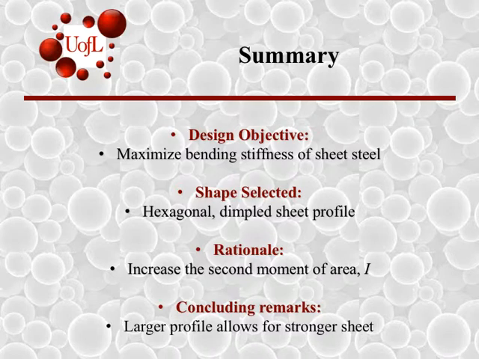So in summary, we are looking to maximize the bending stiffness of a sheet of steel, and we could do this by adding hexagonal dimples to the sheet profile, which would allow us to increase the second moment of area and increase the shape factor based on stiffness. And in order to get the largest shape factor, we would want to look at the largest amplitude for that corrugated profile.